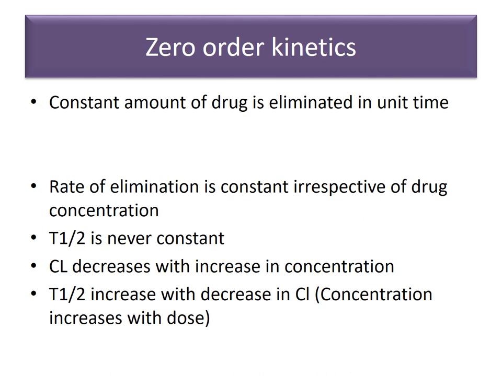Now the zero order kinetics. Here a constant amount of drug is eliminated in unit time. The other one was a constant fraction of the drug. Here a constant amount of drug is eliminated, and the rate of elimination is constant, irrespective of the drug concentration. So the rate of elimination will be constant for any drug concentration. The T half is never constant. The clearance decreases with the increase in concentration, and increases with the decrease in concentration.